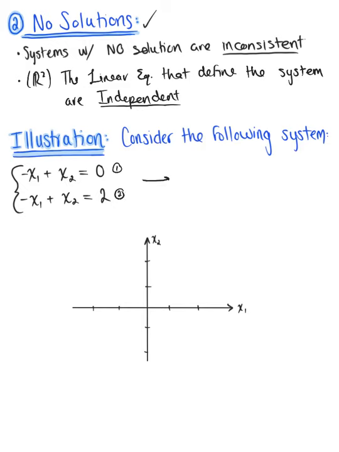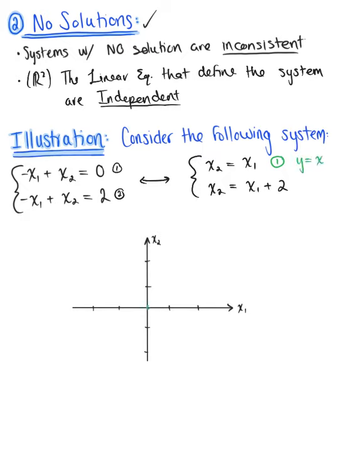And rewriting this system in an equivalent form for graphing, we can say our first equation is x sub 2 equals x sub 1, so our standard diagonal line. And the second equation can be rewritten as x sub 2 is equal to x sub 1 plus 2. So let's think about what these two linear equations look like graphically. Equation number 1 is our standard diagonal line.